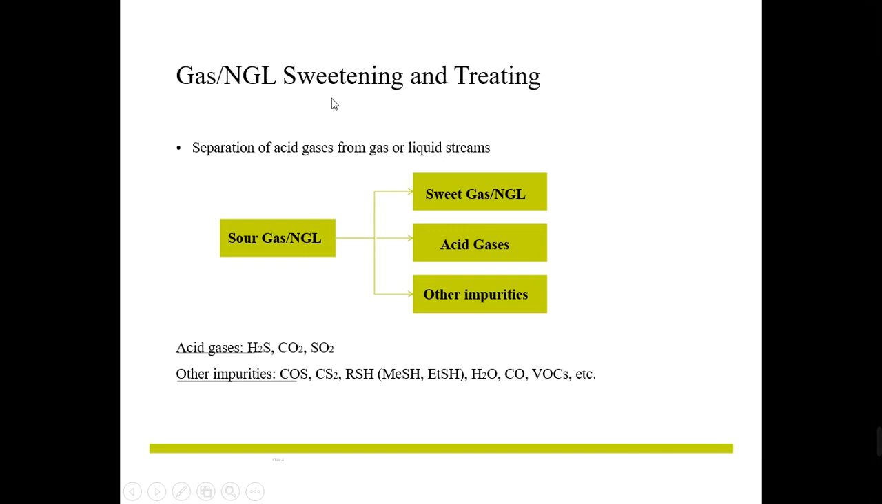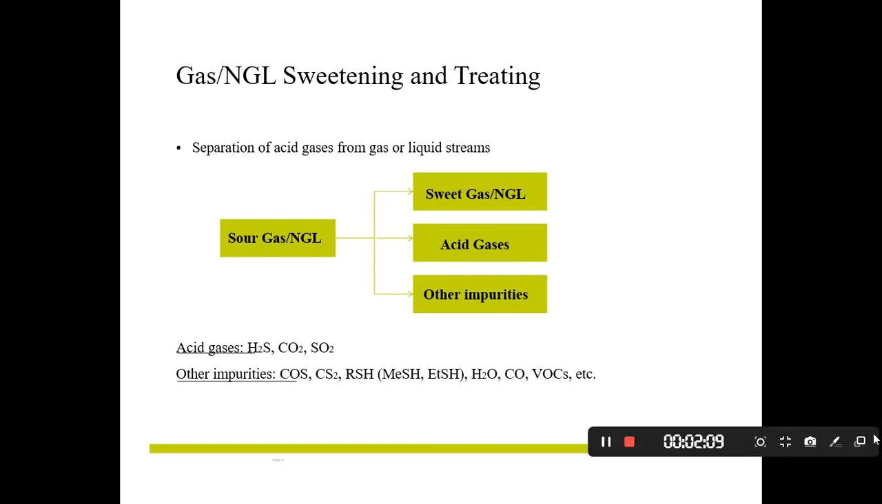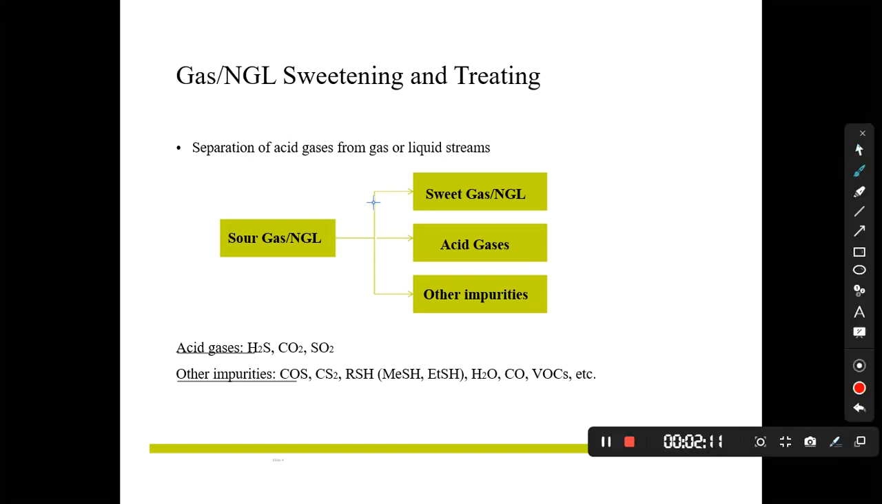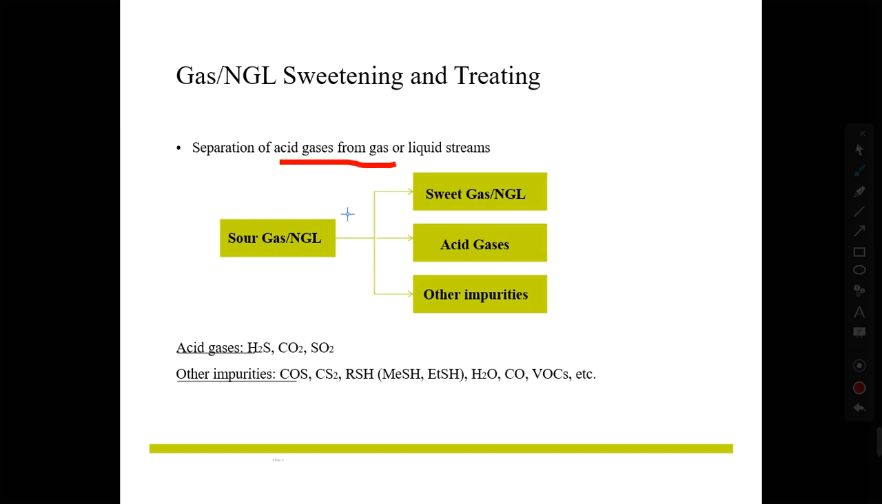Okay. What is sweetening? Well, in definition, we can say removal or separation of acid gases. Now the question is, what are those acid gases? The acid gases are H2S, CO2, and sulfur dioxide, SO2. We have other impurities also, like carbon monoxide. So mainly we have H2S, CO2, and SO2.